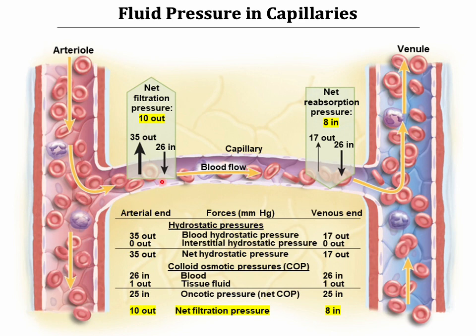So not only do we have diffusion, we have filtration due to that hydrostatic pressure and then reabsorption on this end. But do realize not all of the fluid is reabsorbed, right? Look at our net filtration pressures, 10 out, 8 in. So some fluid is lost to the interstitial space, but we do have those lymphatic capillaries there to reabsorb that lost fluid.